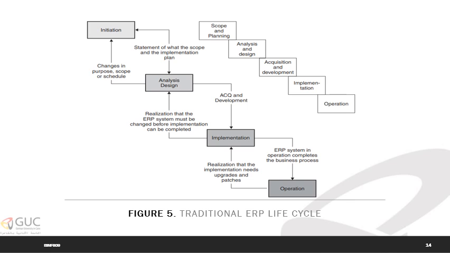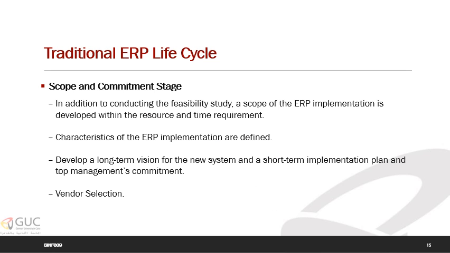Next, let us discuss the different stages of the traditional ERP life cycle. The traditional ERP life cycle includes the following major stages. The first is the scope and commitment stage. This is similar to the investigation stage in SDLC, which we discussed earlier. In addition to conducting the feasibility study, one of the first steps is to develop a scope of ERP implementation within the resources and time requirements.